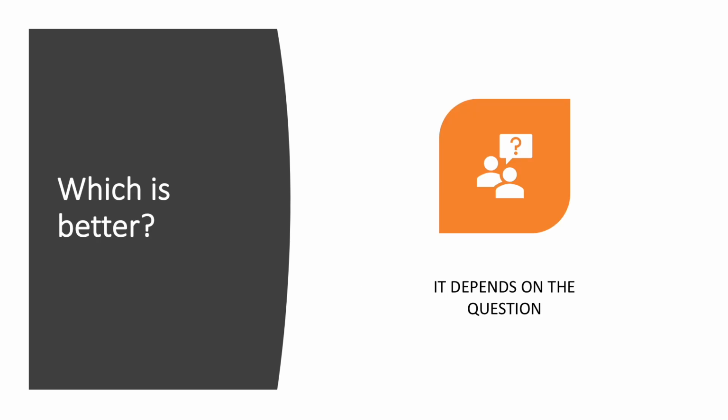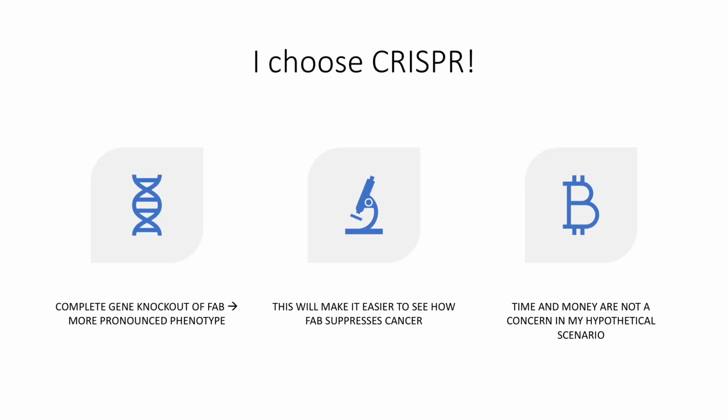So which technique is better? It depends on your experiment, but in my hypothetical situation, I would go with CRISPR because complete knockout of a gene will give us a more pronounced phenotype and will allow us to more readily see how FAB suppresses cancer.